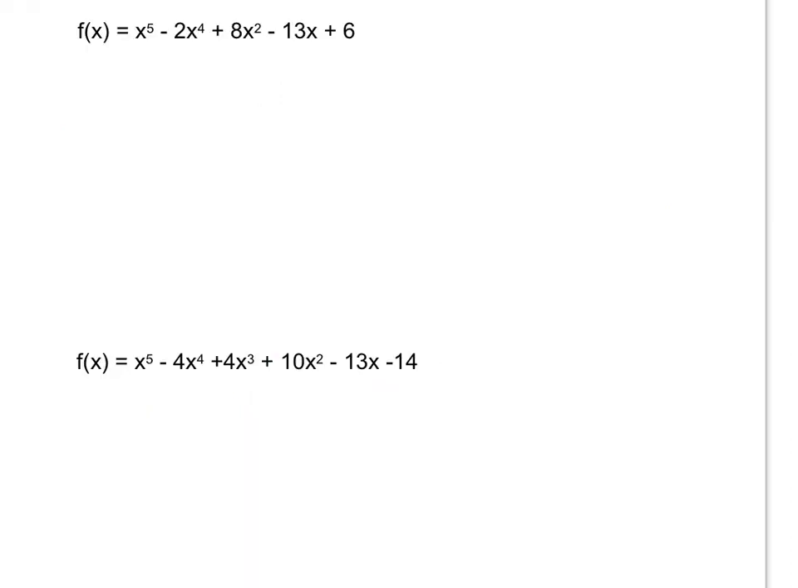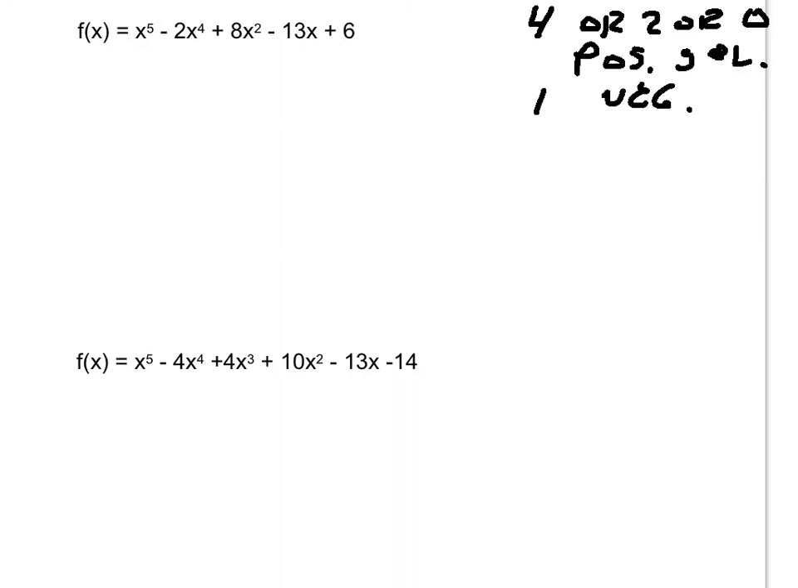Here, we're going to do the same type of thing. We are going to find all of the zeros. We're going to find all of our solutions on this. Now, I went ahead and did some work ahead of time on this to figure out how many positive solutions, how many negative solutions. So we can expect 4 or 2 or 0 positive solutions. We can expect 1 negative solution. And we can expect 4 or 2 or 0 imaginary solutions.